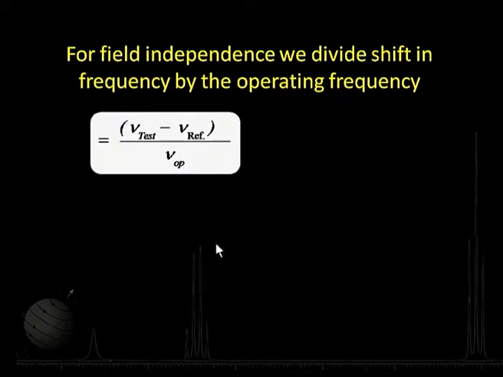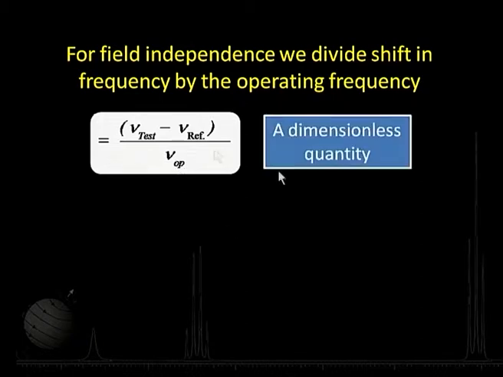What it means is the following. I define some parameter here, which is equal to this shift in frequency divided by nu operational frequency. That means the frequency at which the instrument is operating, say 100 megahertz, 500 megahertz or whatever. When I do that, I get what is called a dimensionless quantity, because this is in hertz, so is this one. So, this becomes a dimensionless quantity, which is what we are looking forward to.